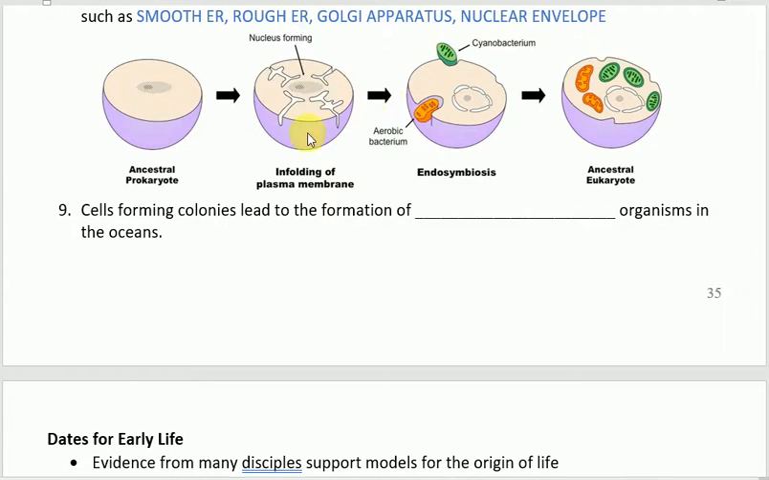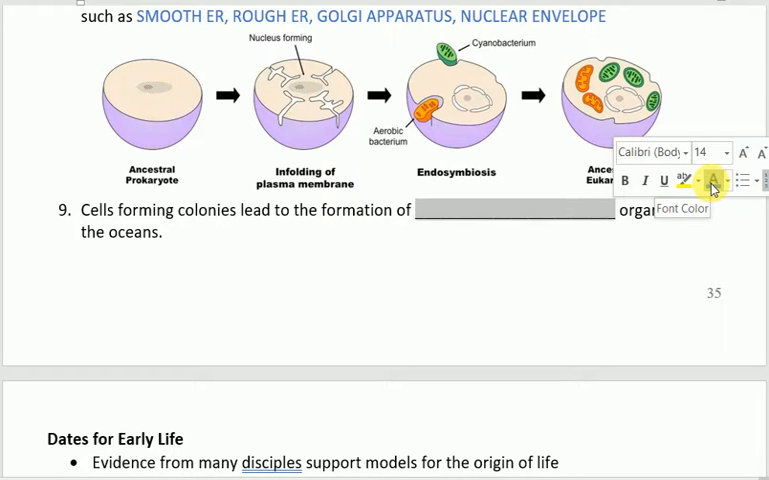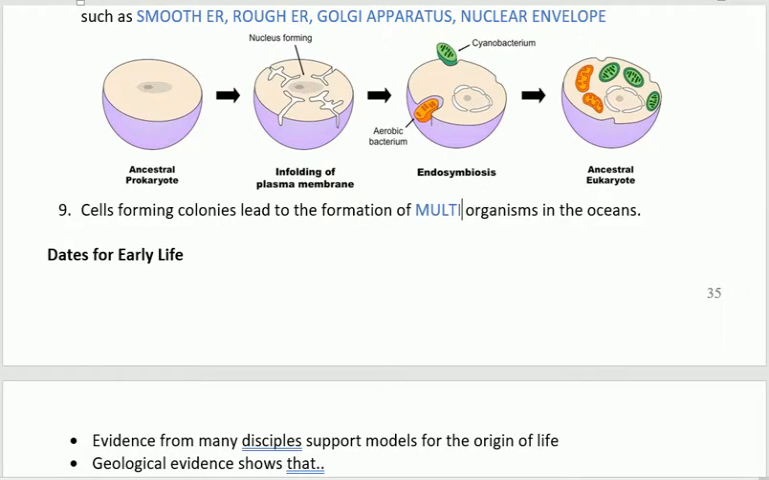So basically what it's saying is that we had this prokaryotic cell, enfolding of the plasma membrane began, and then this is where the endosymbiosis actually began. So you've got the chloroplast and the mitochondria, and that led to the first eukaryotic cell. So last, cells forming colonies led to the formation of multicellular organisms in the oceans.